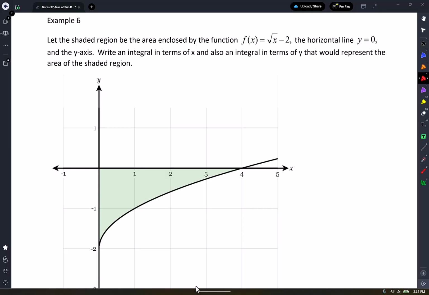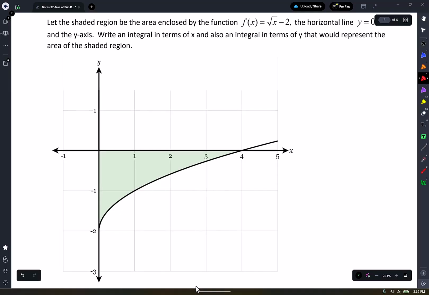Let the shaded region be the area enclosed by the square root of x minus 2, the horizontal line y equals 0, and the y-axis. Write an integral in terms of x and also an integral in terms of y that would represent the area of the shaded region. They don't want an answer. Well, they don't want a value for the area. They just want the integral with respect to x and with respect to y. So let's do the one with respect to x first.